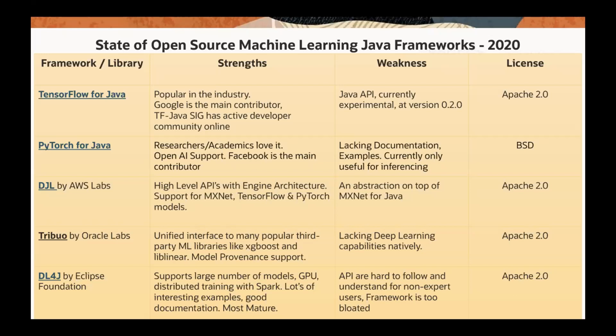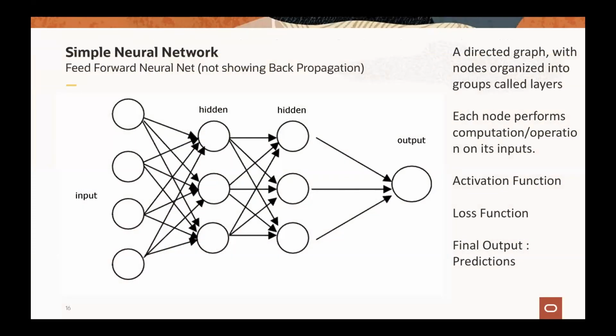And I put some strengths and weaknesses here that I thought of. These are very subjective. You should try it. Your mileage may vary, but the good news is that there are many ways to do machine learning and deep learning in Java now. So what is a neural network?